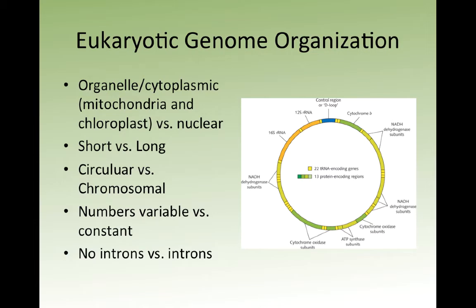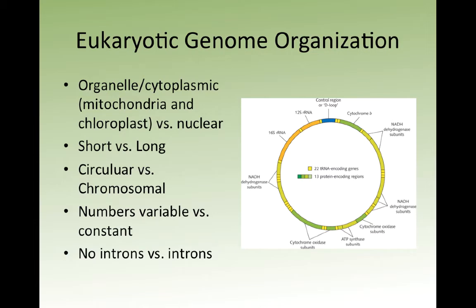It's important to recognize that genomes are organized in different ways in eukaryotes. There are basically two types of genomes. There are organelle or cytoplasmic genomes, which are associated with mitochondria or chloroplasts, and then there's the nuclear genome. The main differences: the organelle genomes are short, and the nuclear genomes are long. The organelle genomes are circular, and the nuclear genomes are chromosomal.